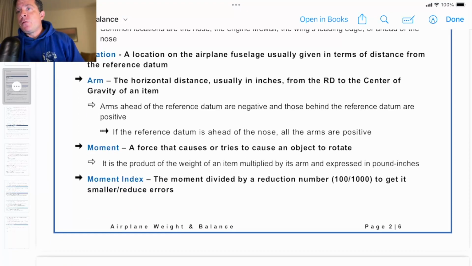A moment is a force that causes or tries to cause an object to rotate. We'll get into how to figure out the moment. A moment index is the moment divided by a reduction number, 100 or 1000, to make it smaller to reduce errors. Some people call it a moment index, some will call it a reduction factor. I may interchange the two, but they are one and the same.